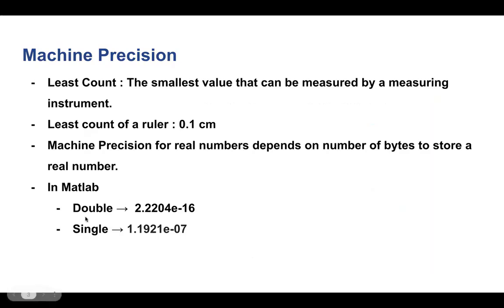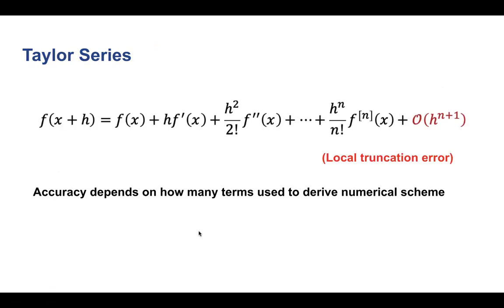Okay, so in Matlab, you can see for a double precision number, it is 2.2204 e raised to minus 16. For single, it is 1.1921 e raised to minus 07. Okay, so that's about machine precision.